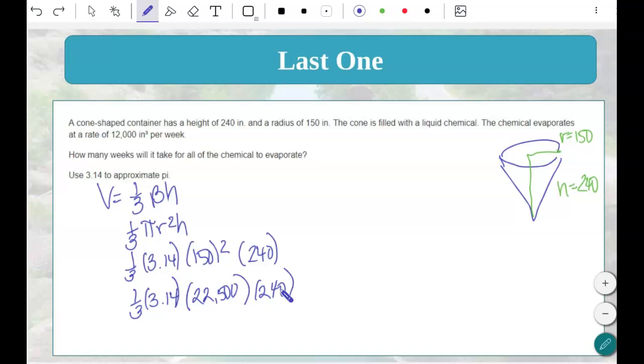No, it's 16 million. Ooh. 16,956,000. And we still need to divide that by 3 because that's the same as multiplying by 1/3. So again, I got this number here by multiplying 3.14 times 22,500 times 240. And now we're going to divide that by 3 to get the volume of that cone.